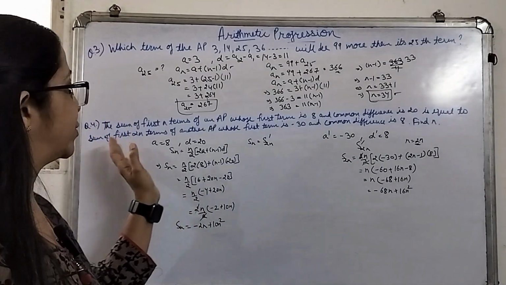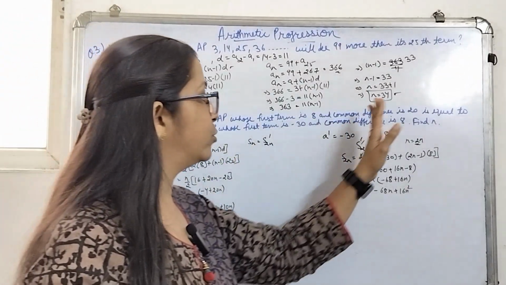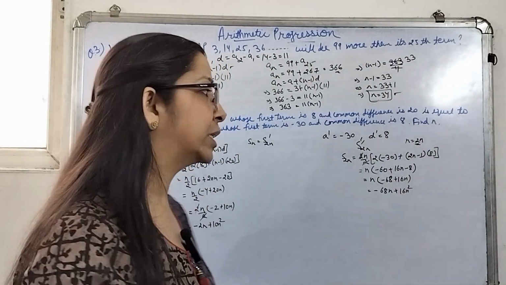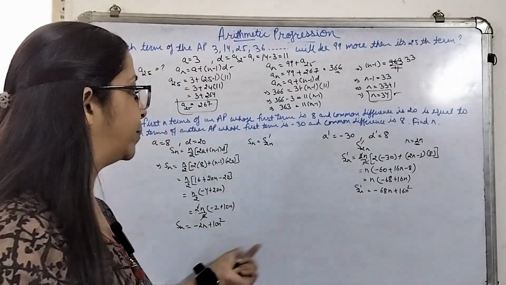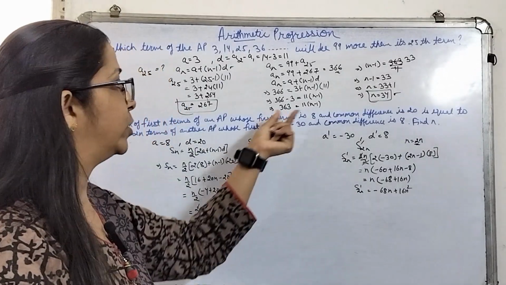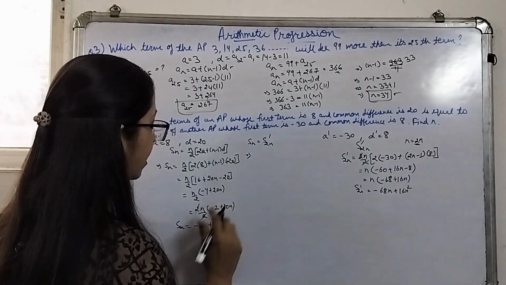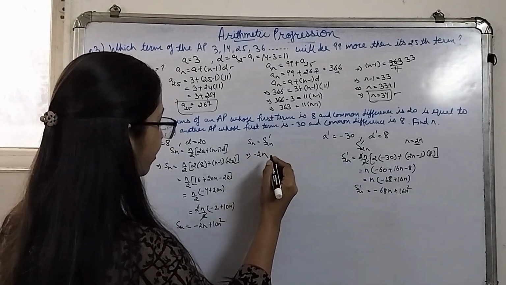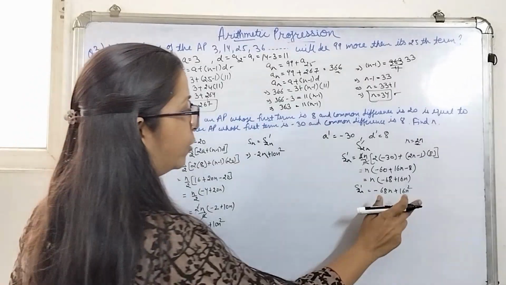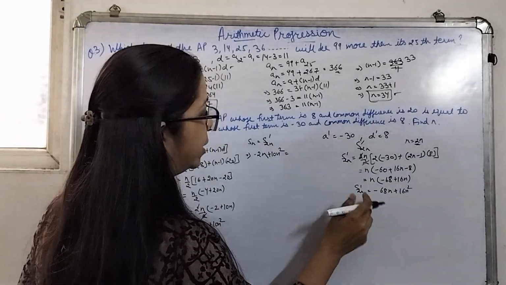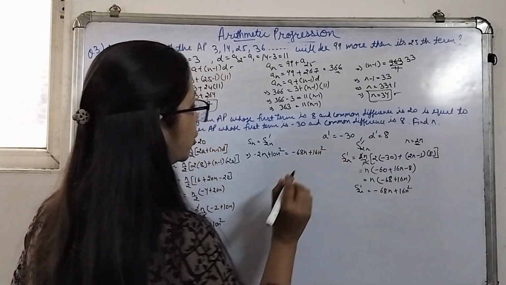Now according to the question, the sum of first n terms of this AP is equivalent to the sum of first 2n terms of this AP. So this is your S2n. These two we will be equating because both of them are equal according to the question. Sn we have taken as minus 2n plus 10n square. From here we will be taking S2n, that is minus 68n plus 16n square.